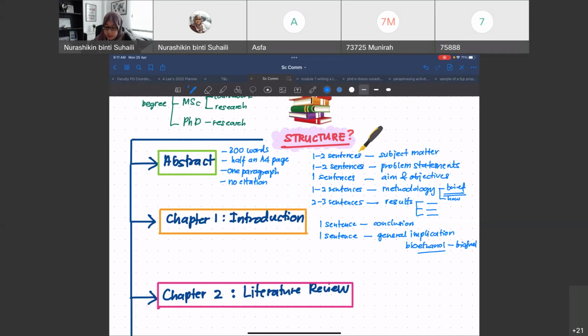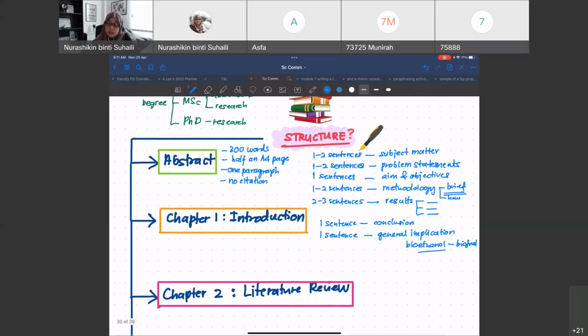So I would say if you have that last sentence of general implication, it will be excellent. But sometimes some abstracts just end at the conclusion, which is still okay. But if you have the last sentence of implication, that one is a bonus, and it will make your abstract excellent. Okay, all right. So you can see the limit of every point.